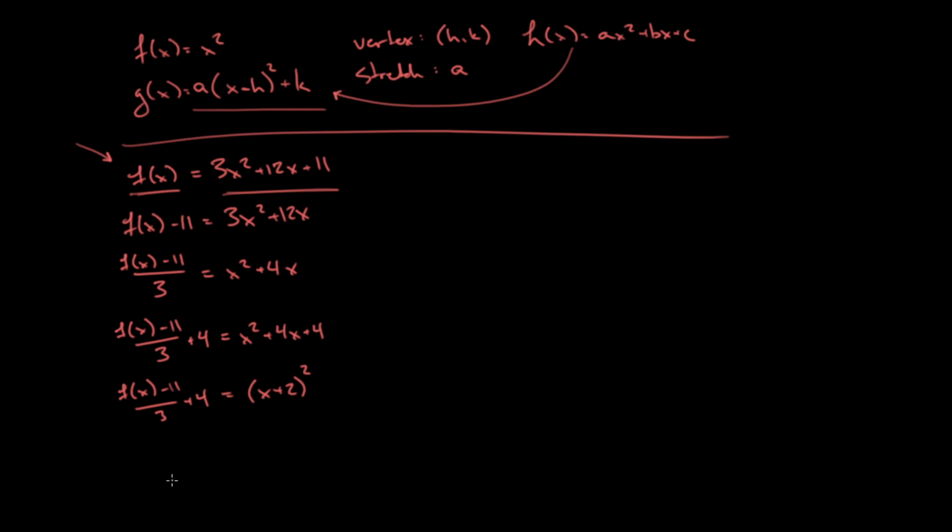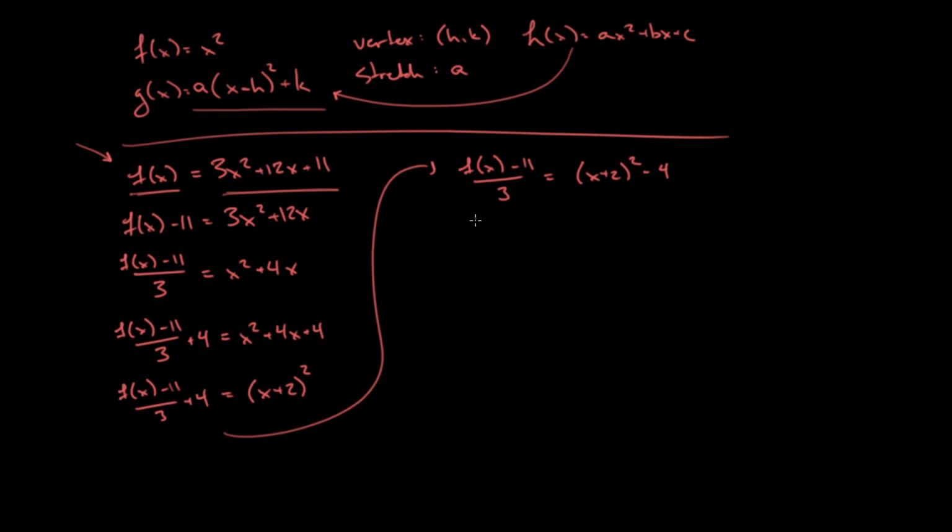Okay. So now I just have to put everything back. I've done all the hard work. I've gotten this into my factored form. I just have to put everything back where it was. So I'm going to start off by subtracting 4. So I'll have f of x minus 11 over 3 is equal to x plus 2 quantity squared minus 4.